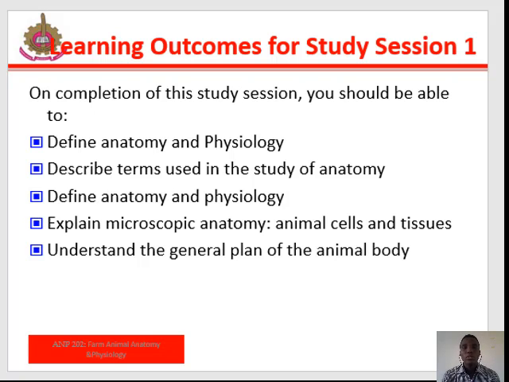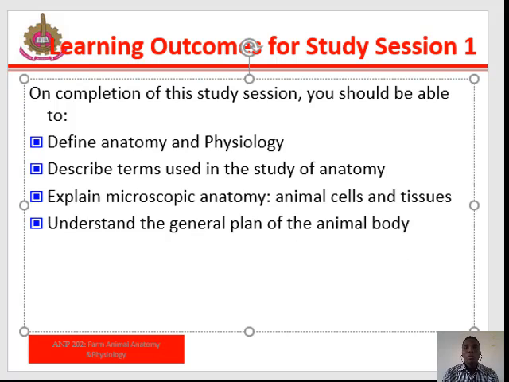Learning outcome for study section 1. On completion of this study section, you should be able to define anatomy and physiology, describe terms used in the study of anatomy, explain microscopic anatomy, that is the animal cells and tissue, then understand the general plan of the animal body.